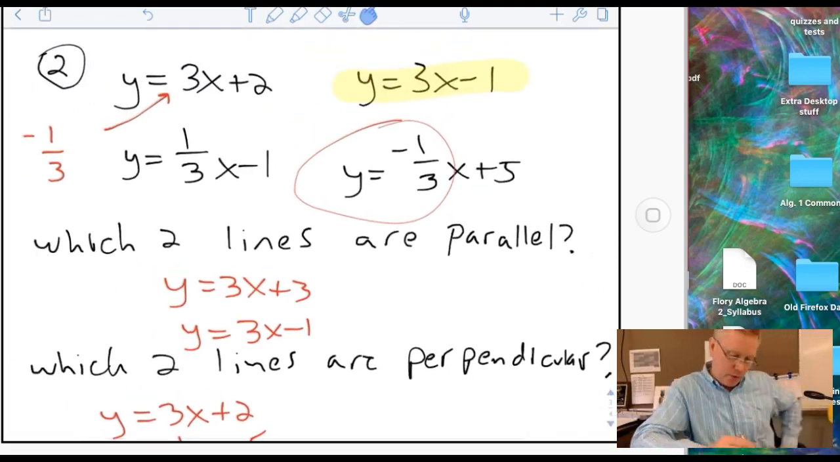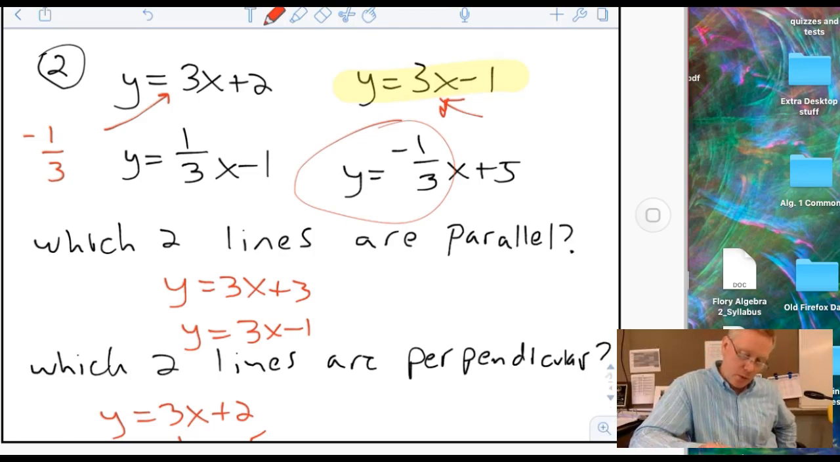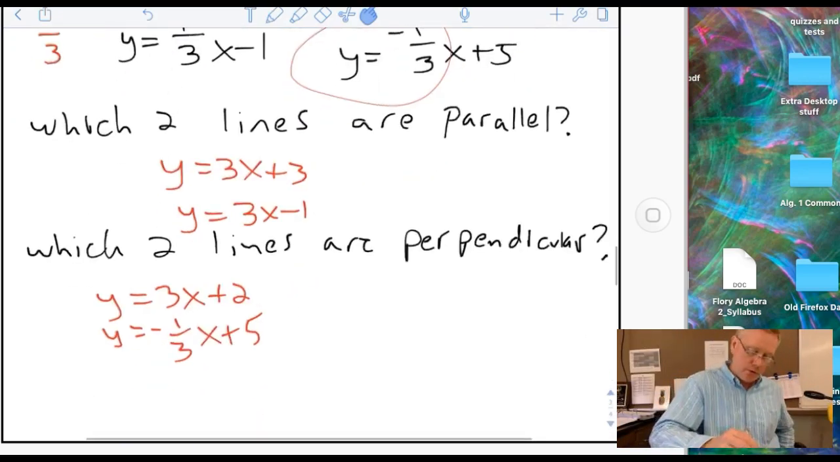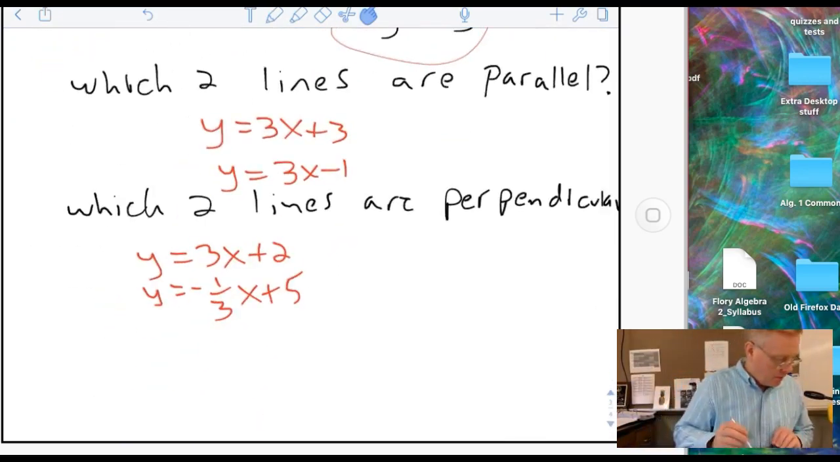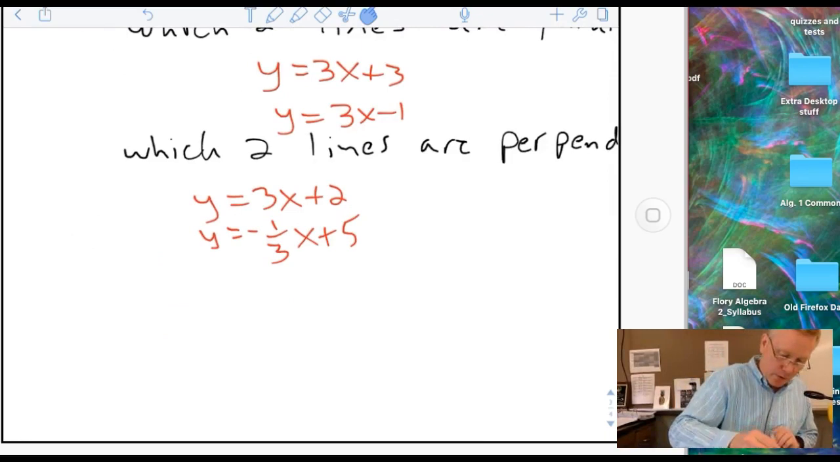The other ones, these two are both positive. So if I took the 3 here and flipped it upside down, I get 1/3, but it has to be negative. It can't be positive 1/3. So that one's not perpendicular to it. So those are my two answers, and that's it. Okay. Number 3.